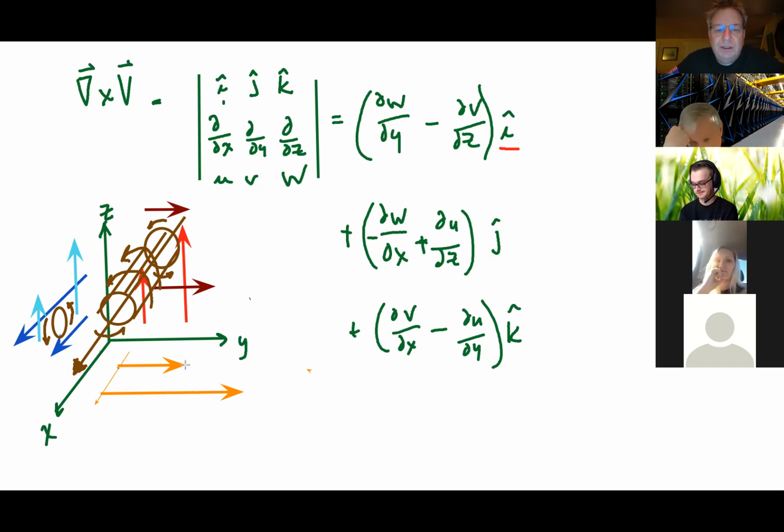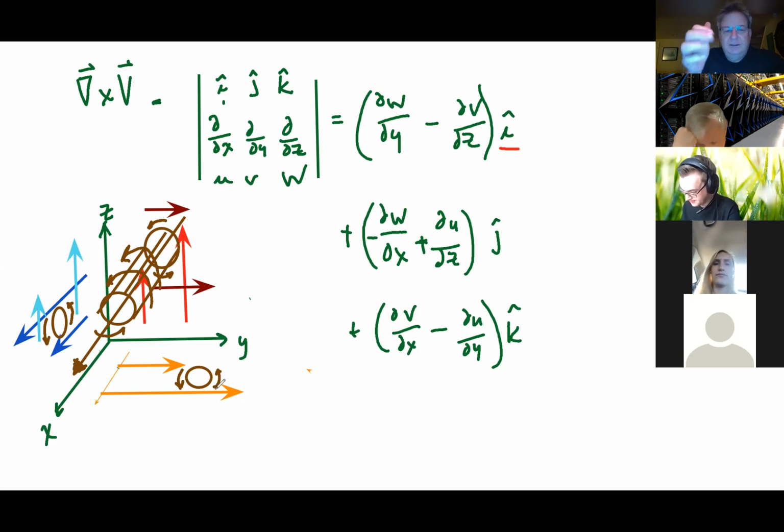If I have a circle in here, how will that circle rotate? Counterclockwise. There we go. And which way would your thumb point? In the Z direction, so it's pointing up. So vertical vorticity, positive vertical vorticity points up.